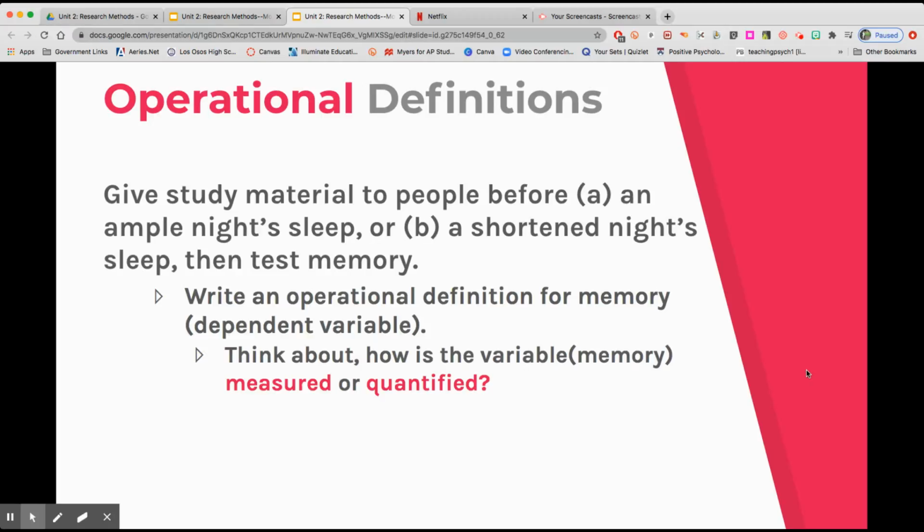I took that same research study from our example of the scientific method: give study material to people after A, an ample night's sleep, or B, a shortened night's sleep, then test memory. What I'd like you to do is write your own operational definition for memory. And just for the future, memory is our dependent variable. It's what we're actually measuring. As you write it, you have a little leeway in what this can look like, but what I really want you to answer is how the variable, in this case memory, is going to be measured or quantified. And I want you to be specific. So go ahead and write.